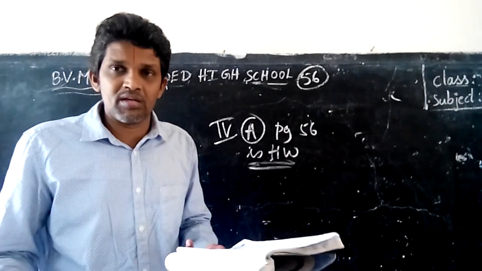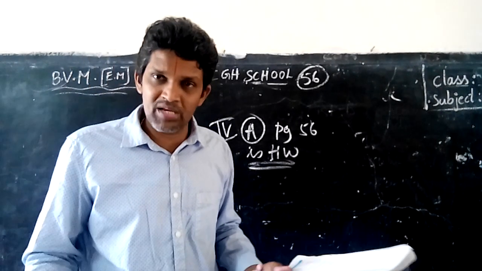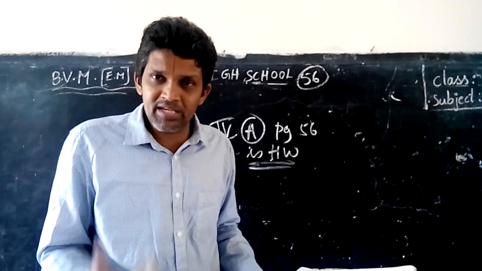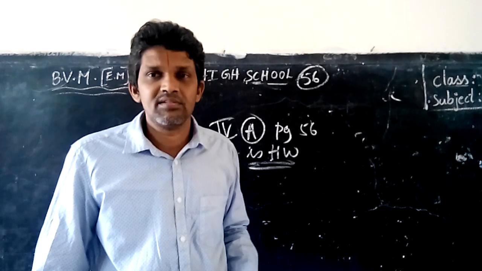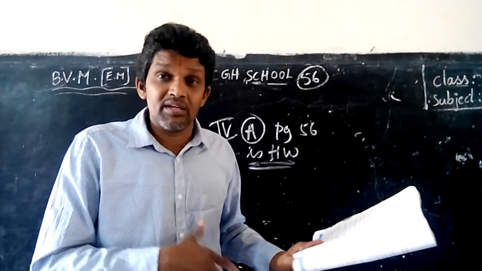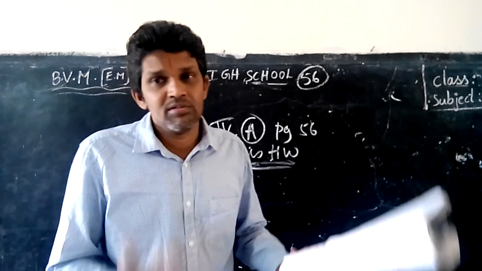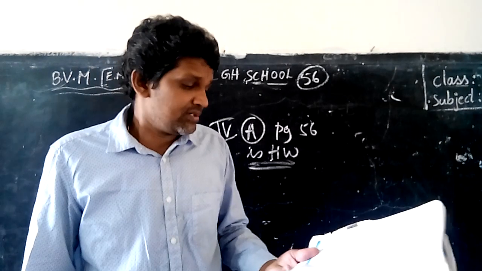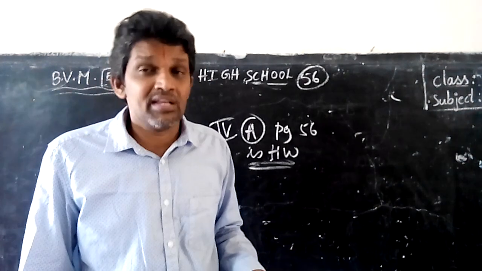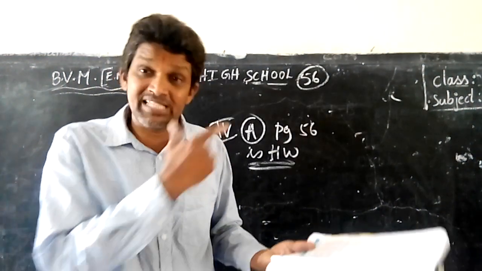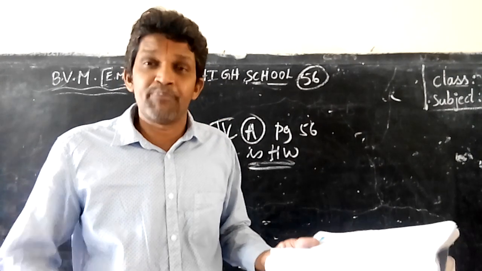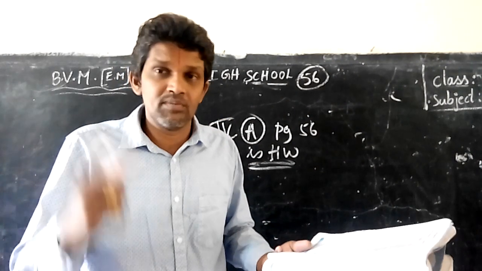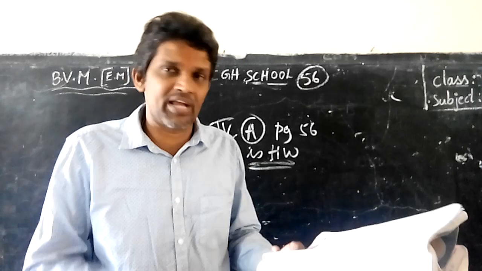Next one, principle. Principle means rule. My principle is not to tell lies. My principal gave me permission to write the exams, or my principal gave me leave for 4 days. Principal means head of the institution. Principle means rule. So which one is correct, you have to write.